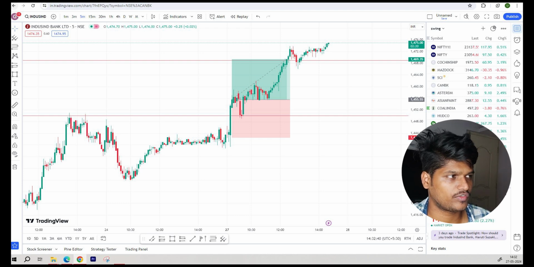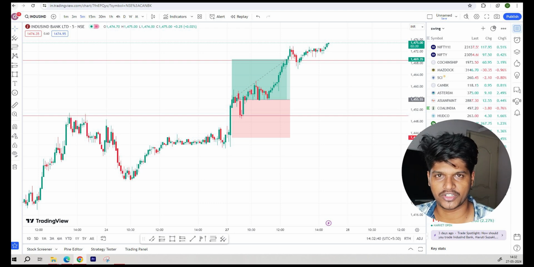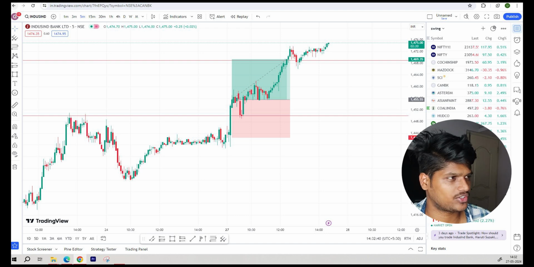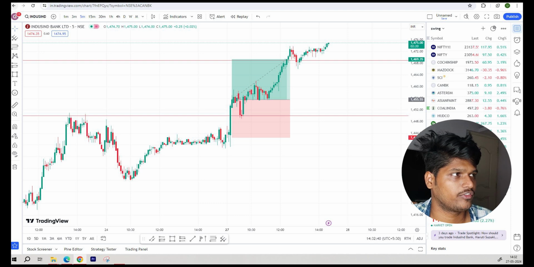So my entry was around 1455, and my stop loss I placed around 1442. As soon as we enter the trade, we do two things: we put our stop loss order, and we put our take profit limit order. I risked around 13 rupees per stock, and according to my risk management, I entered with three quantities. I put a limit order of 1469 for this trade, and as soon as the price reached that level, my limit order got executed.